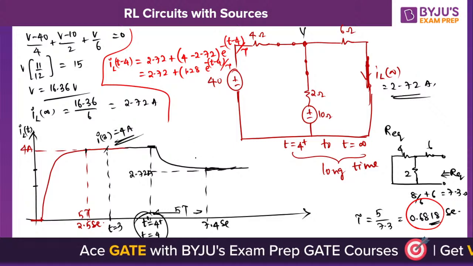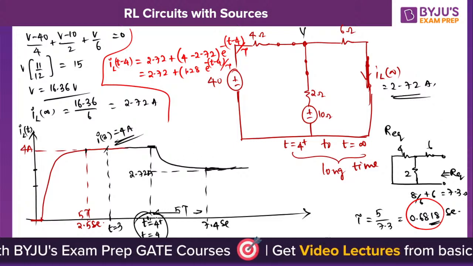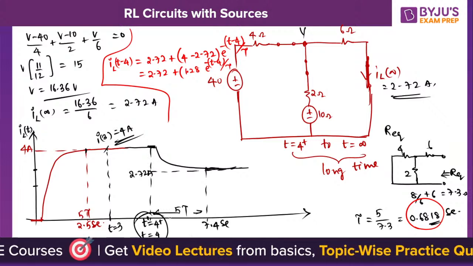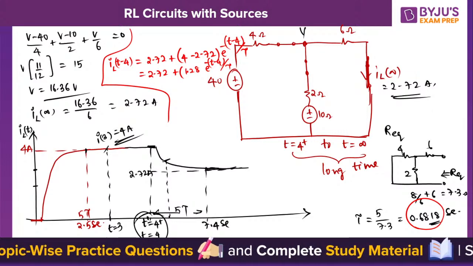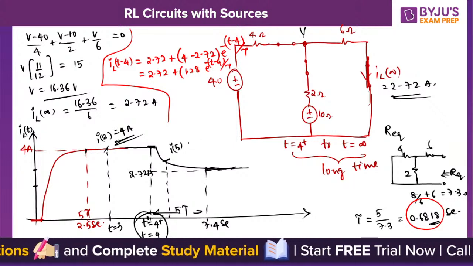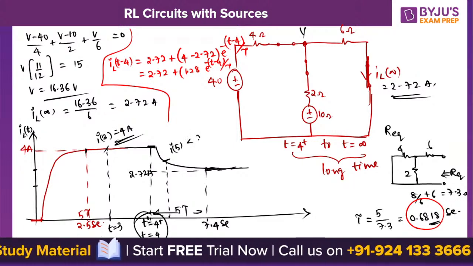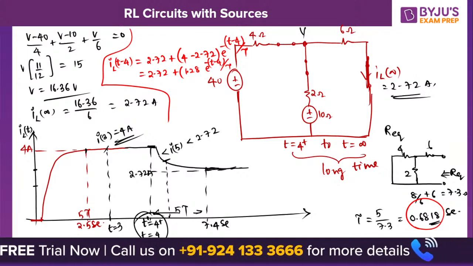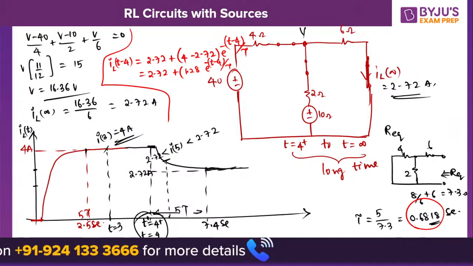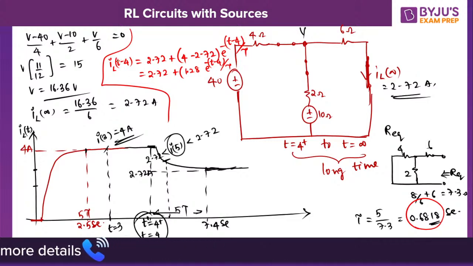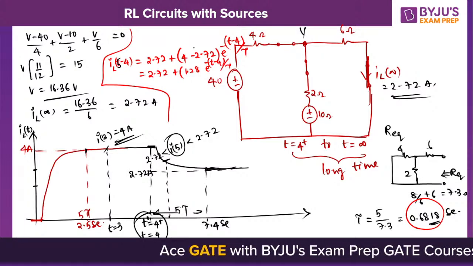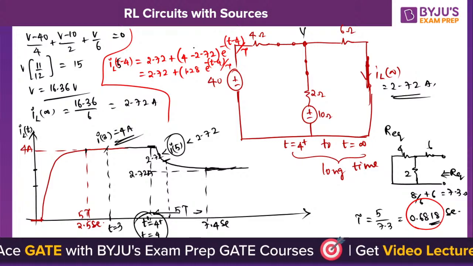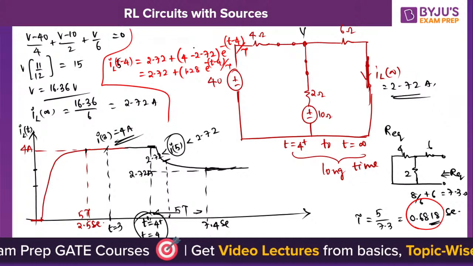Now at t equals 5 seconds. At 4 seconds the current is 2.72. Now at 5 seconds, definitely it is less than 2.72. So to find this current you need to substitute 5 here, so 5 minus 4, and like that you can substitute. If you substitute, you will get the answer. Okay. Is it clear for everyone?